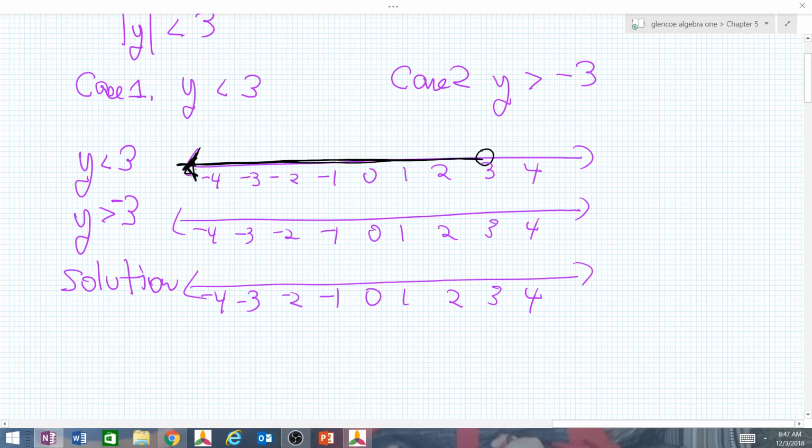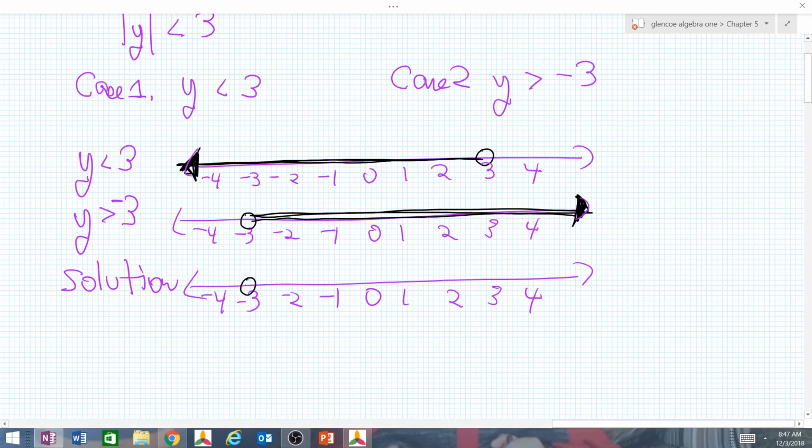y is less than 3 will be an open circle at 3 to the left. y is greater than negative 3, an open circle at negative 3 to the right. And who can tell me what my solution looks like? Remember, there's going to be two answers, the graph and your set builder answer. What's the solution going to look like? Thank you. An open circle on the negative 3.